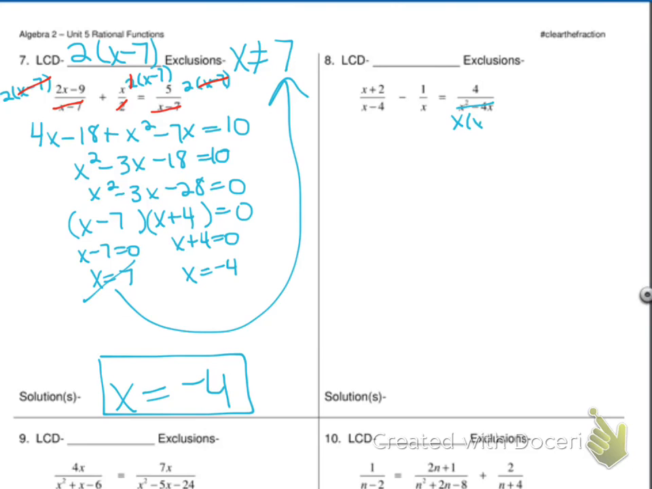Okay, now this next one, I need to factor that piece in the denominator before I find the common denominator. So I factored x squared minus 4x first. Then found common denominator to be x minus 4. X cannot be 0, and x can also not be 4. Multiply everything through by x minus 4.